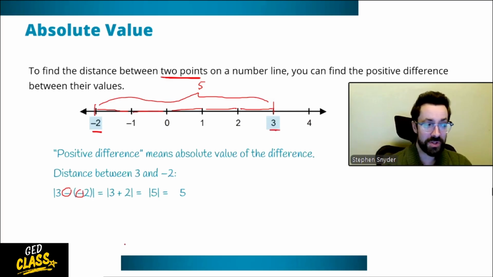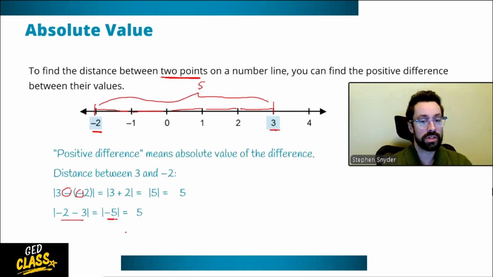But the reason why absolute value is kind of cool is it doesn't matter what order you do the subtraction in, as long as you're taking the absolute value. So notice if I switched it and did -2 minus 3, this will work just as well to tell me that distance. It'll give me the negative version of it, but because I'm using absolute value, it will give me the correct distance. So absolute value is nice for finding the distance between two different numbers because you don't even have to worry about what order you do the subtraction in. Once you take the absolute value, it's going to give you what you want.